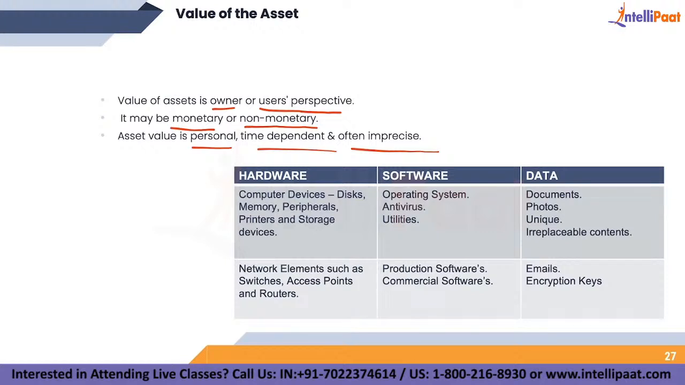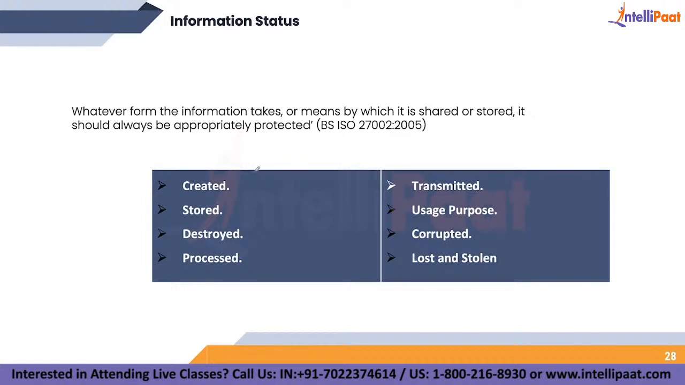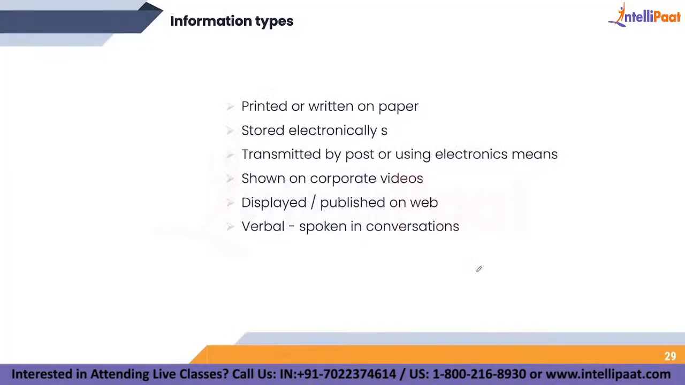And more importantly, as we discussed earlier, it is time dependent. And third, it's often imprecise. Why is it often imprecise? Because most of the time the data will be updating. Whatever you get might be correct as of now, or there might be a change that has come to the data. So data or any kind of information will undergo these statuses: created, stored, destroyed, processed, transmitted, usage, corrupted, and lost or stolen. That is how the information status is being updated.